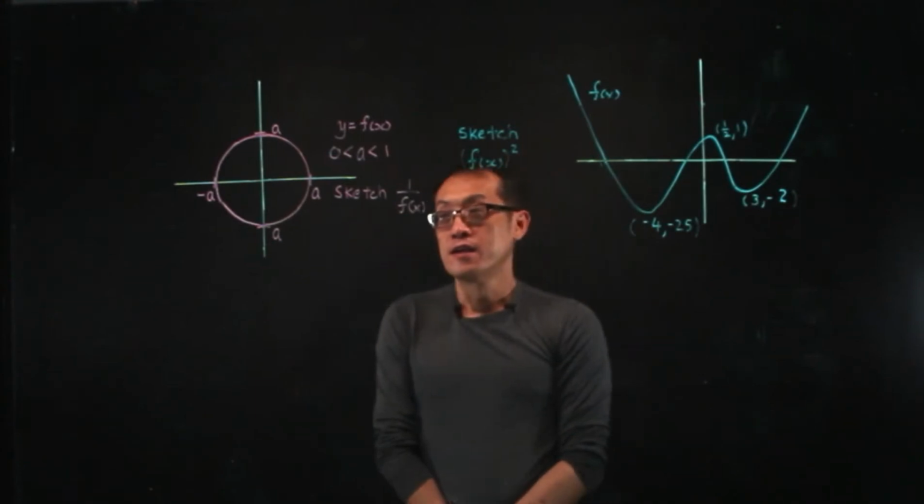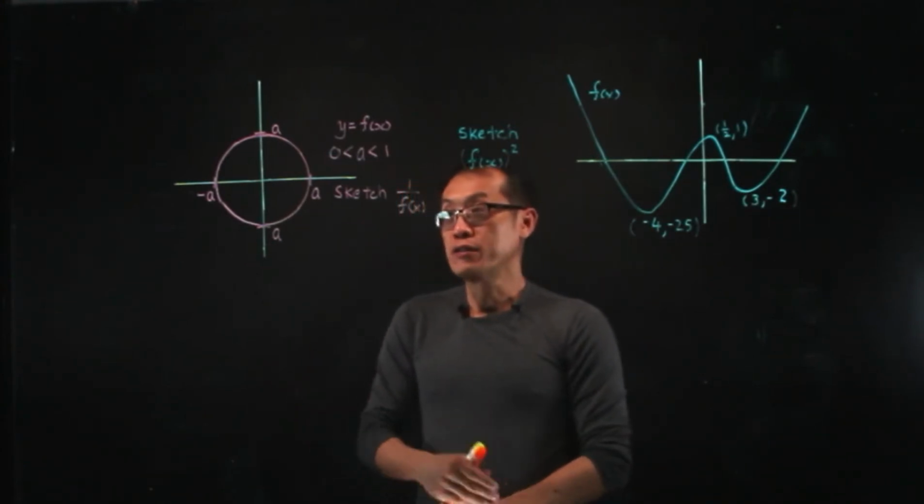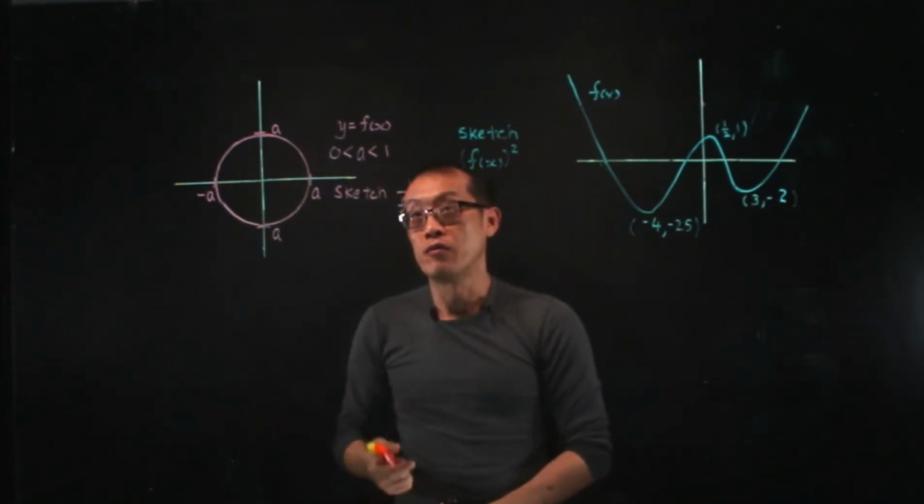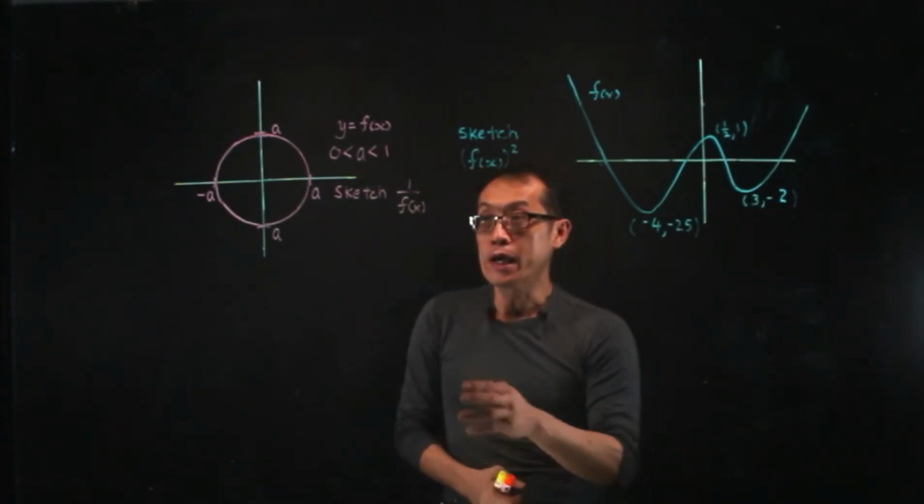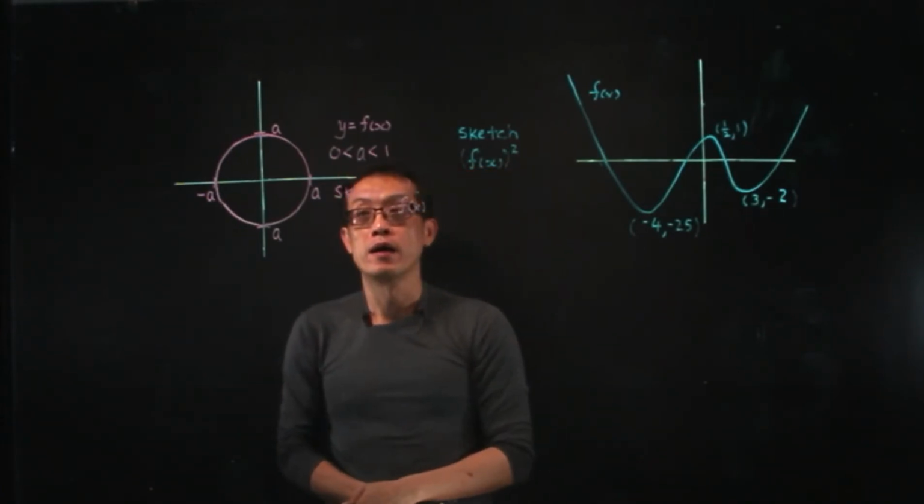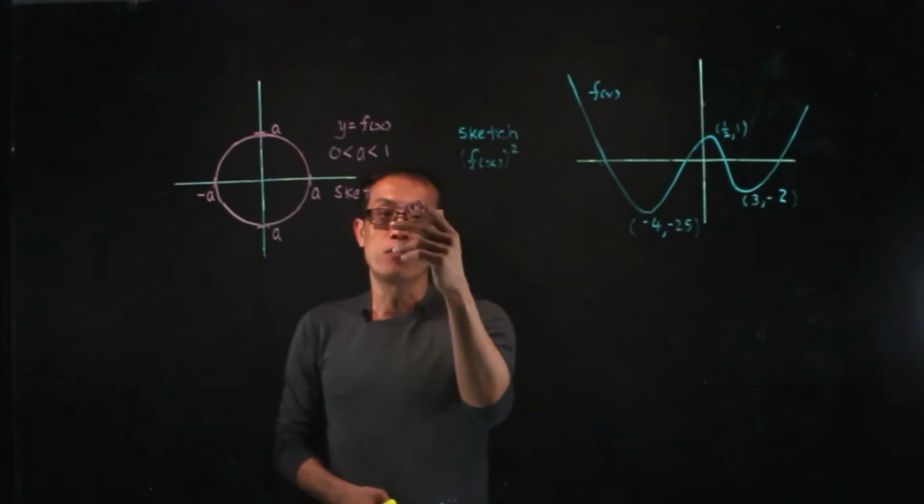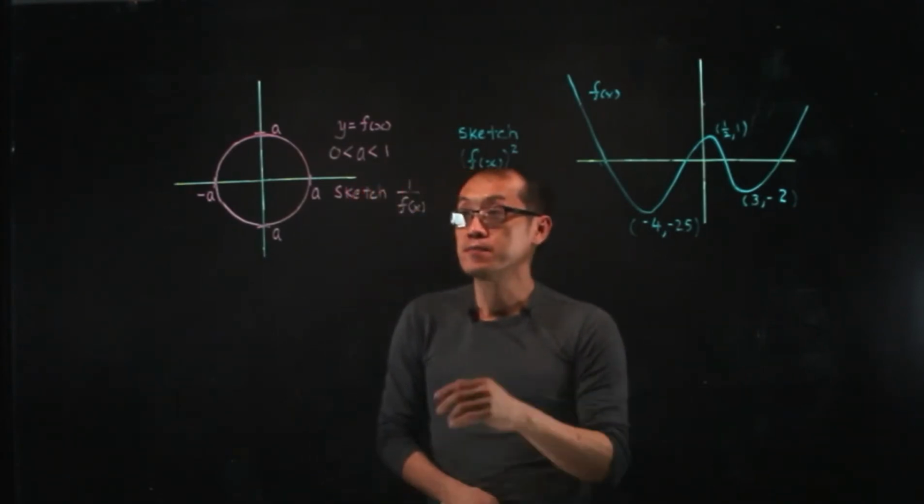Hi, question 1. You're given a graph of a circle of radius a, where a is between 0 and 1. You're asked to graph 1 over f of x.